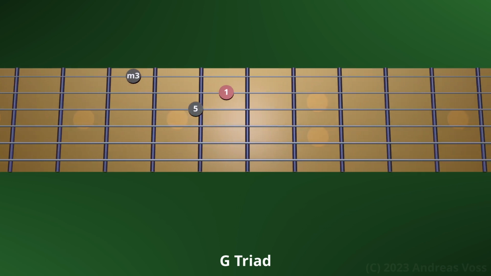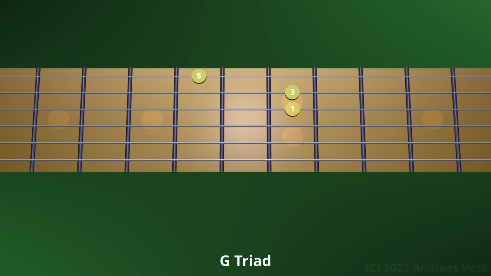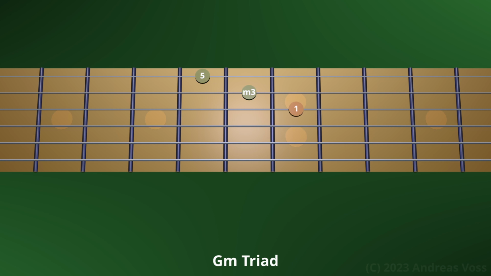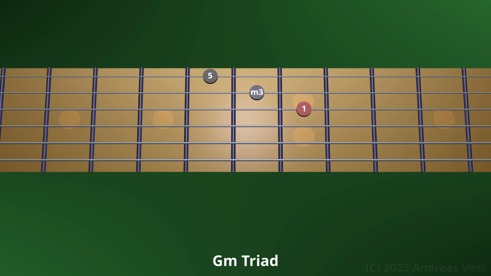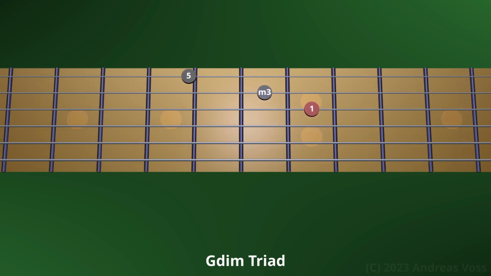Again we have a G major triad. If you are familiar with bar chords, you'll notice that this relates to the A shape. Back to the major triad. Let's make it a minor triad. Let's make it a diminished triad.